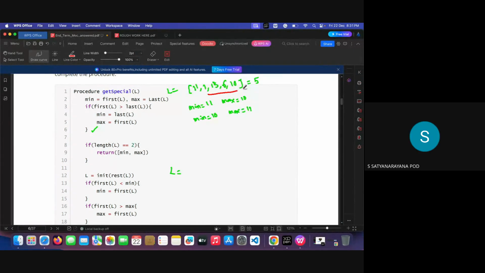Excuse me, sir. Yeah. Sir, can you explain from the if block again? Which block? This one. This if block, third line. Yeah, third line. Okay. Yeah, I'm going back.